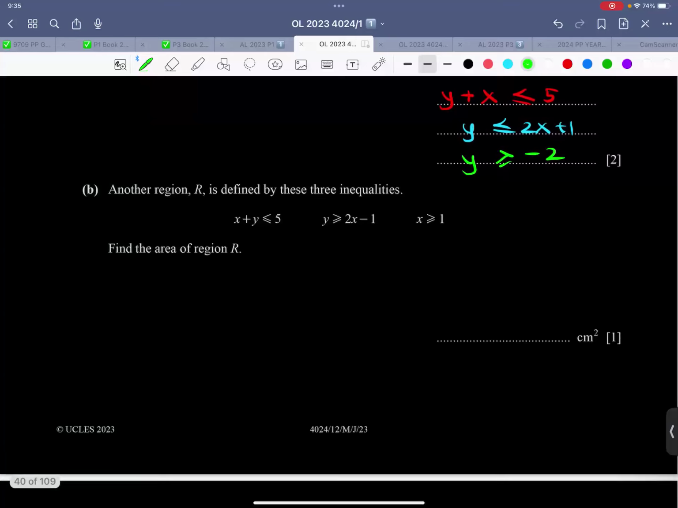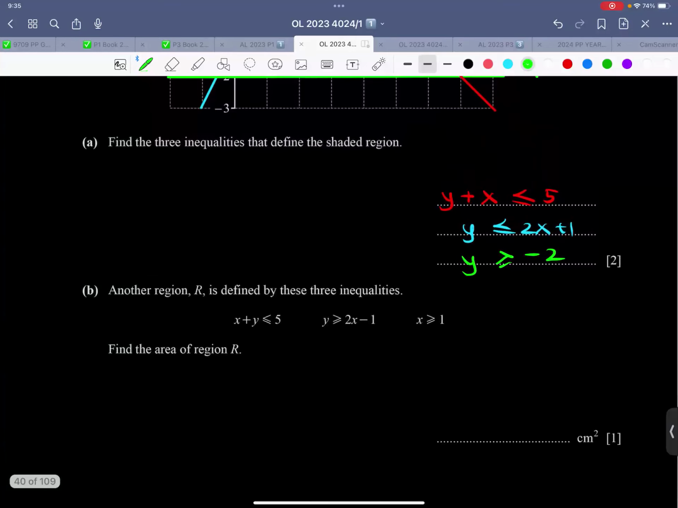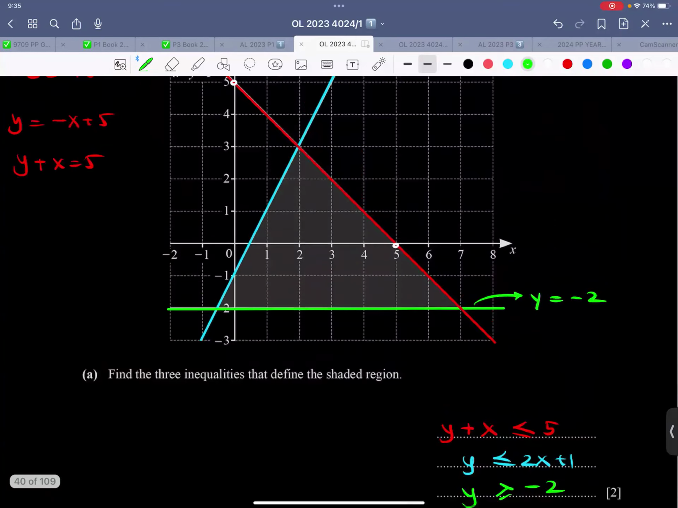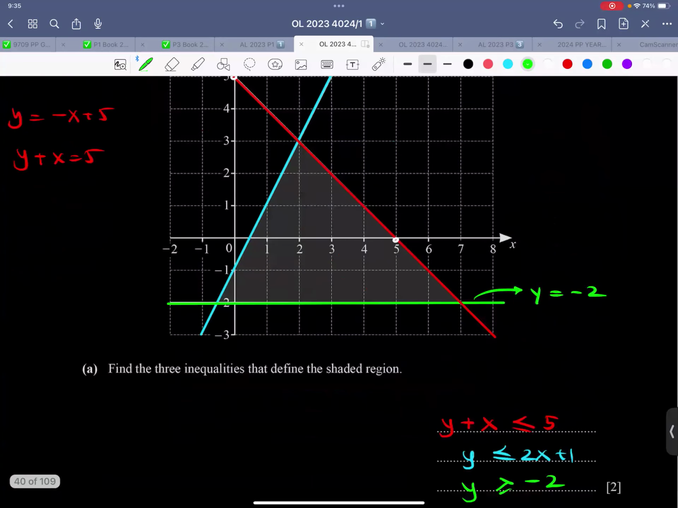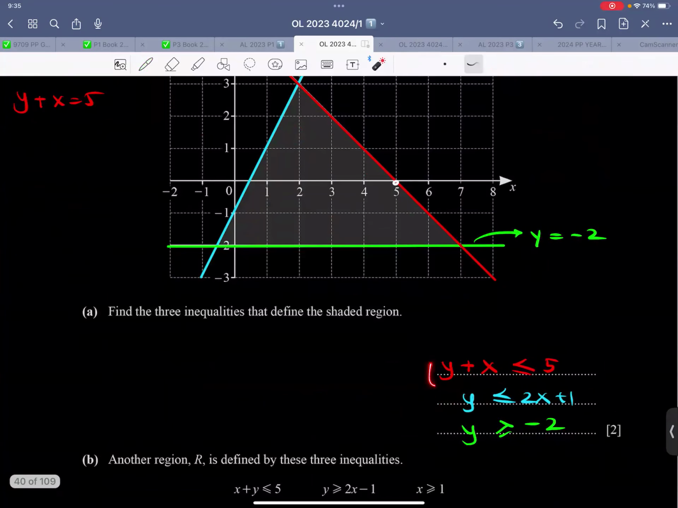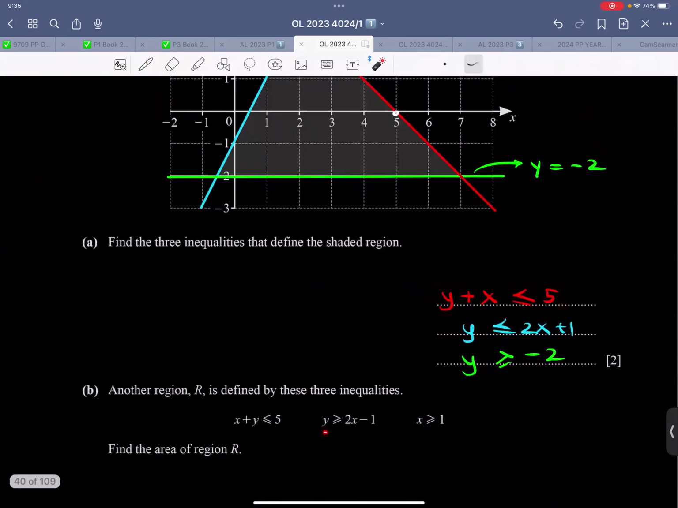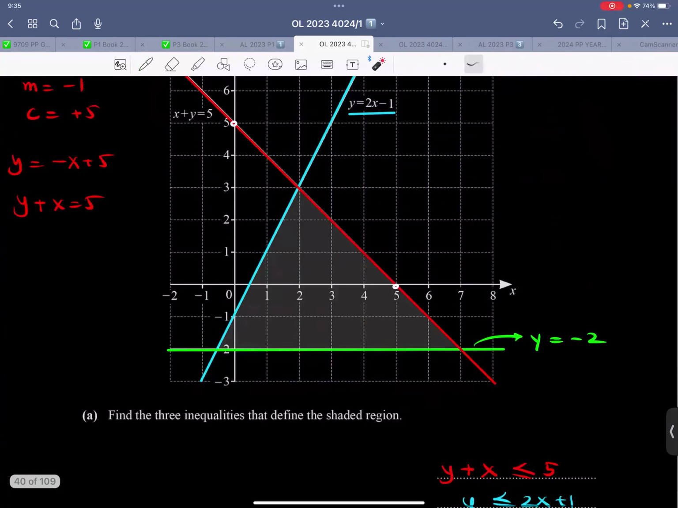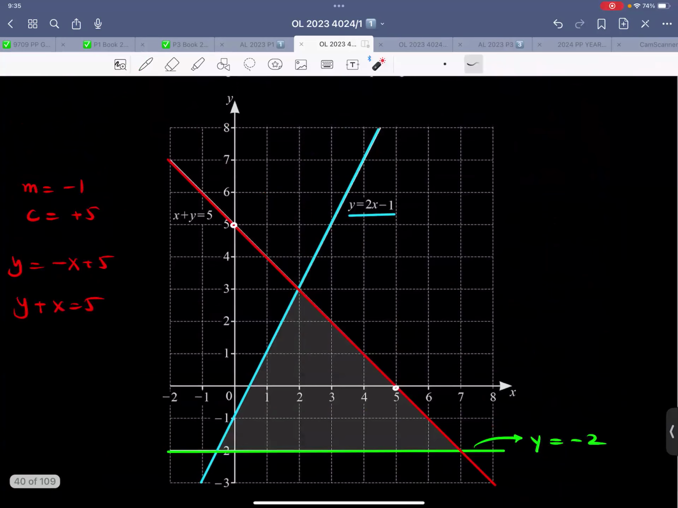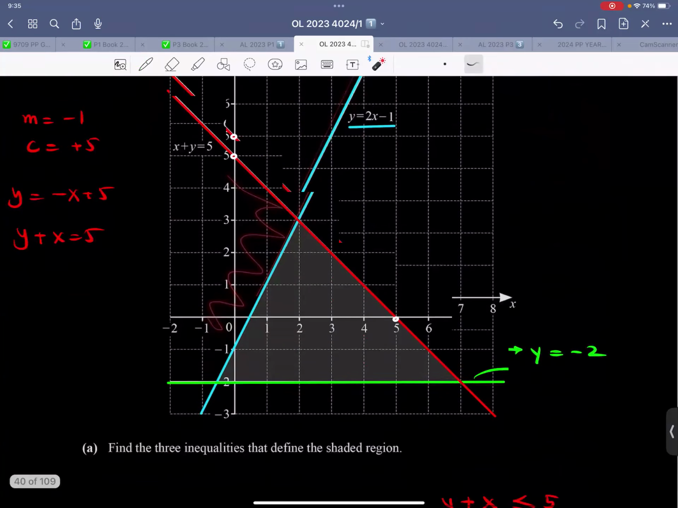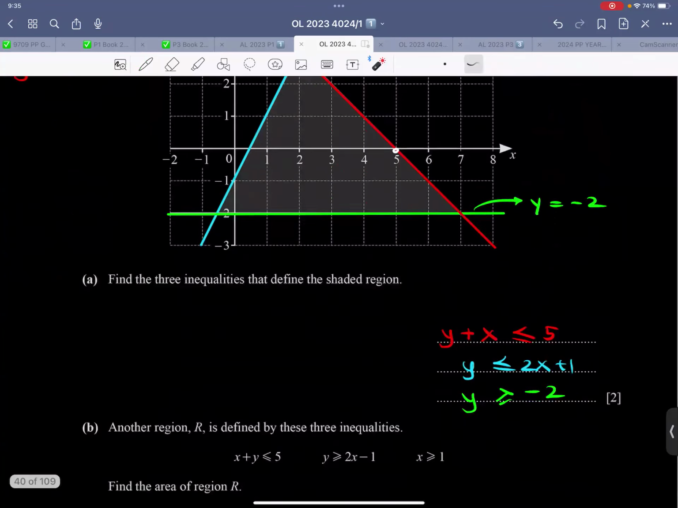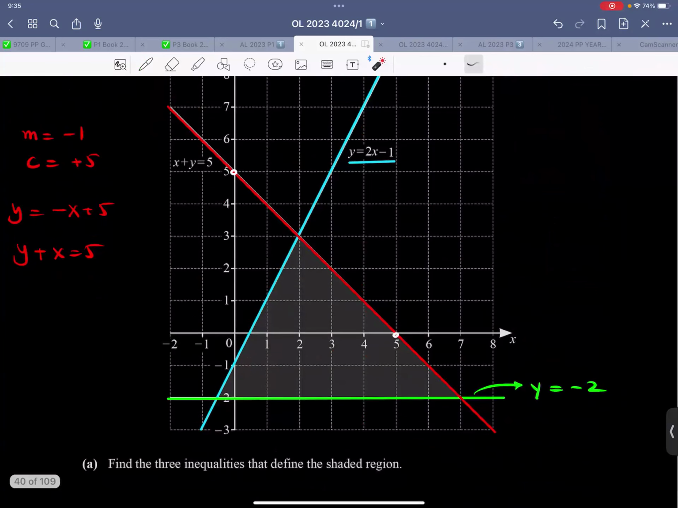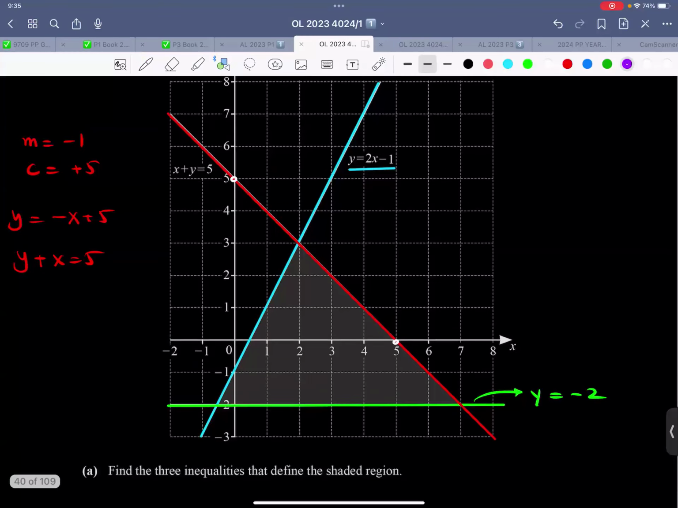Another region is defined by these inequalities. X plus y is less than or equal to 5. That is the same line. And y is greater than or equal to 2x minus 1. That means it's below this line, but above the blue line. That means it can be over here. And x is greater than or equal to 1. So x is greater than or equal to 1. Let me draw a purple line over here.